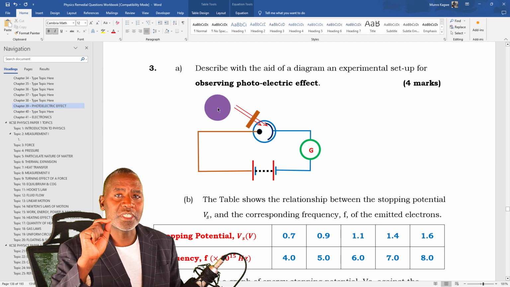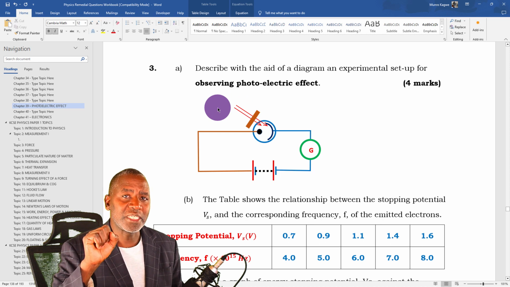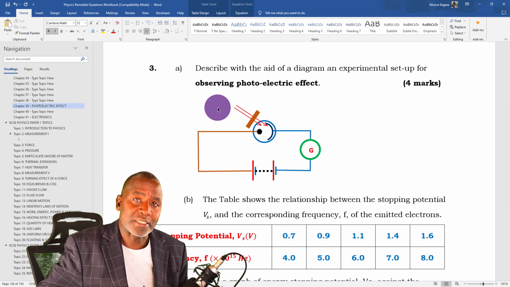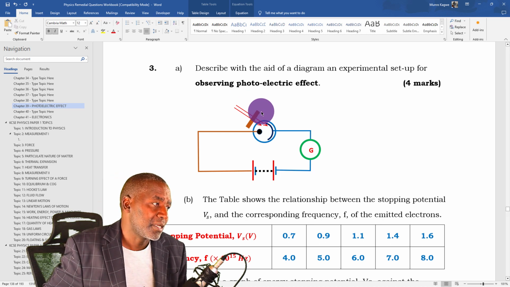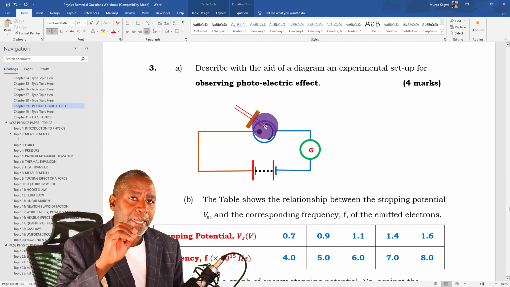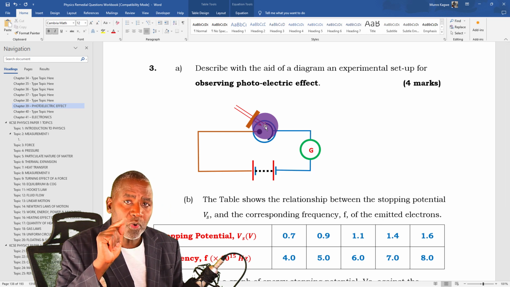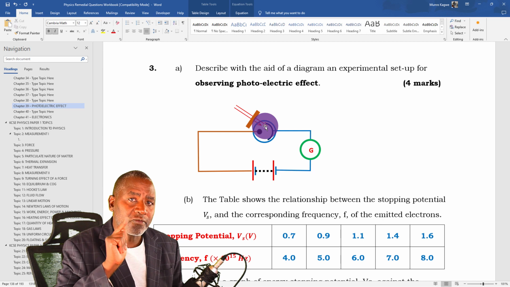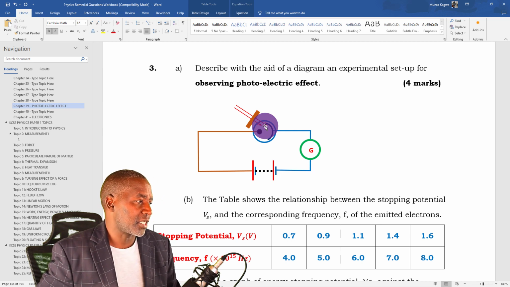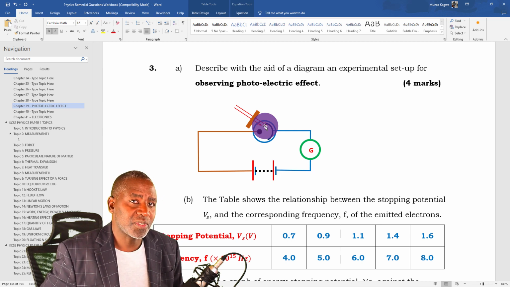White light has got 7 colors, but then you might need just one of the colors. That is why you will need a filter. So here in this diagram, you'll have to label this part as filter. This is white light, and then after the filter we've got light of one frequency. We call it monochromatic. Light of one color, we call it monochromatic. And the diagram is just as simple as that.